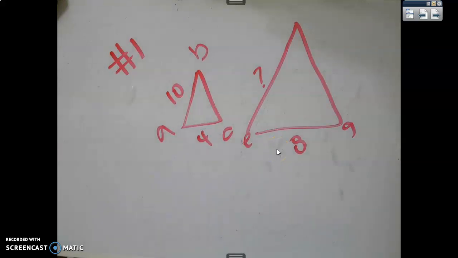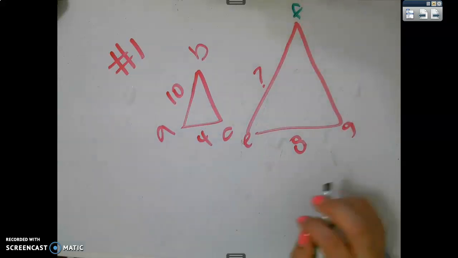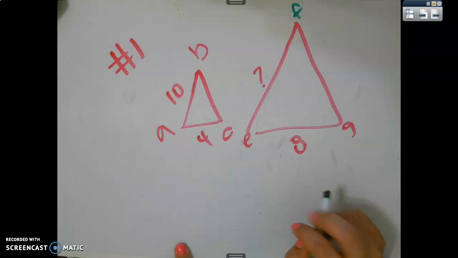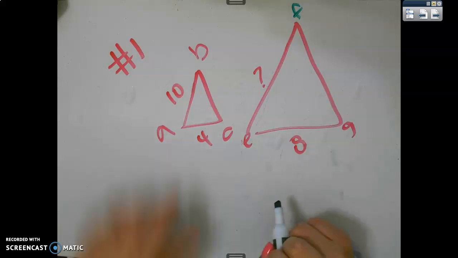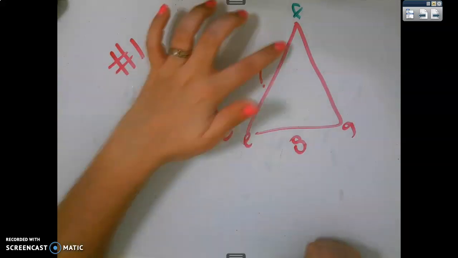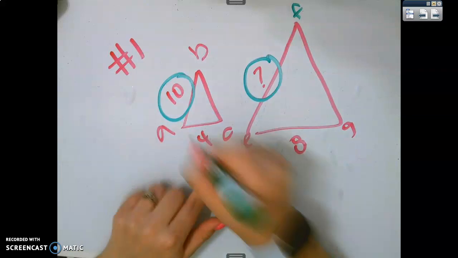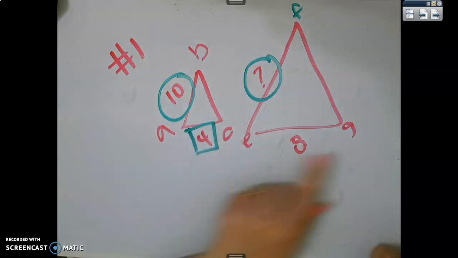Hi guys, I'm going to be going over practice problem number 1. The first thing we have is these two triangles, and you are looking for the missing side. The first thing you want to do is match your sides, right? Side A and B is going to match side E and F. Those are going to be your circle, circle. Then side A and C is going to match side E and G.